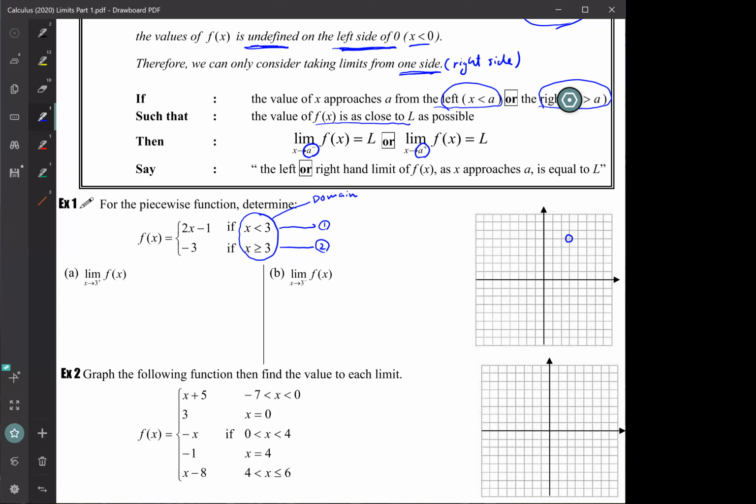And then we continue drawing the line. What you can do is plug in another point less than 3. Can you pick a point less than 3? 2. Okay, what do you get? 3. So I can go to 2 and go up to 3. So you get another point. If you like, you can plug in another one. What do you want to try? 1. What do you get? 1. So I will have 1, 1. Do you start to see the pattern? Yes. So you can continue drawing the line.